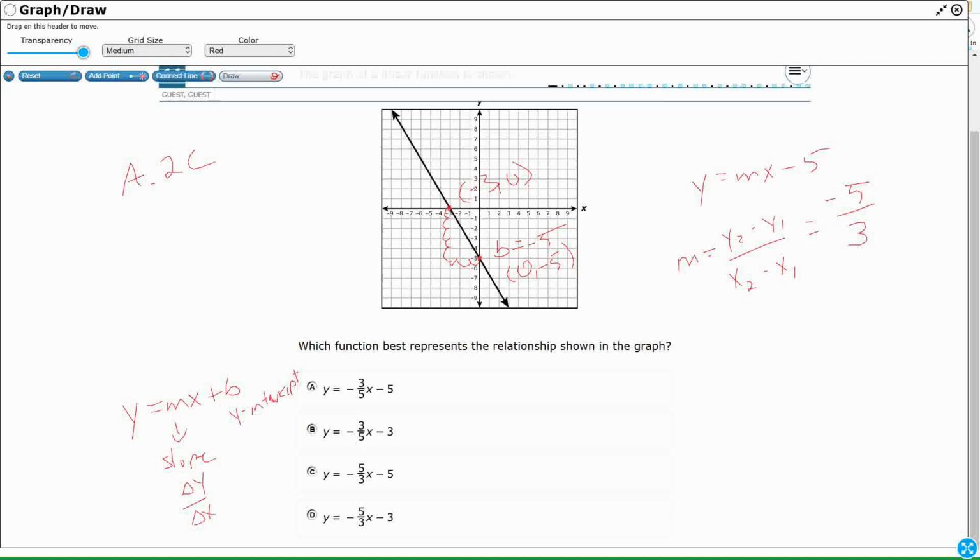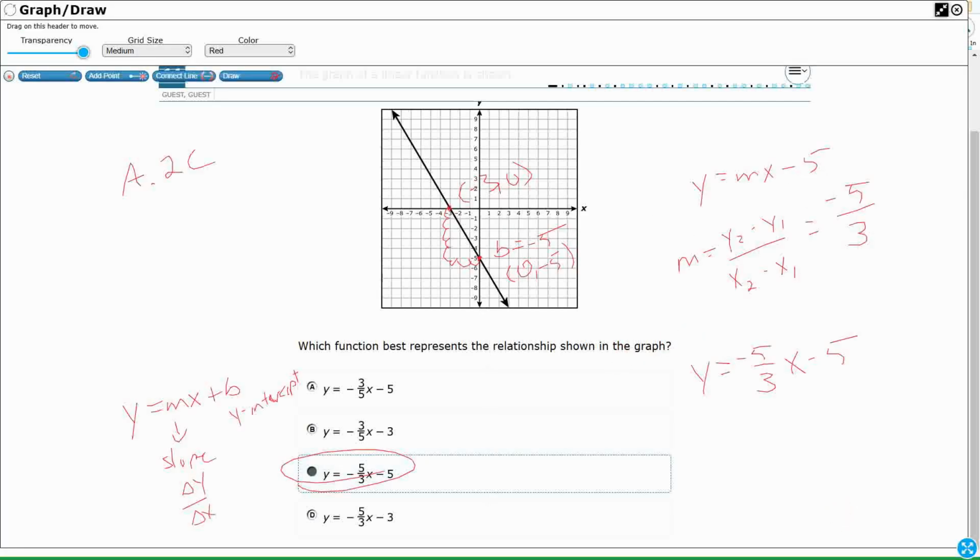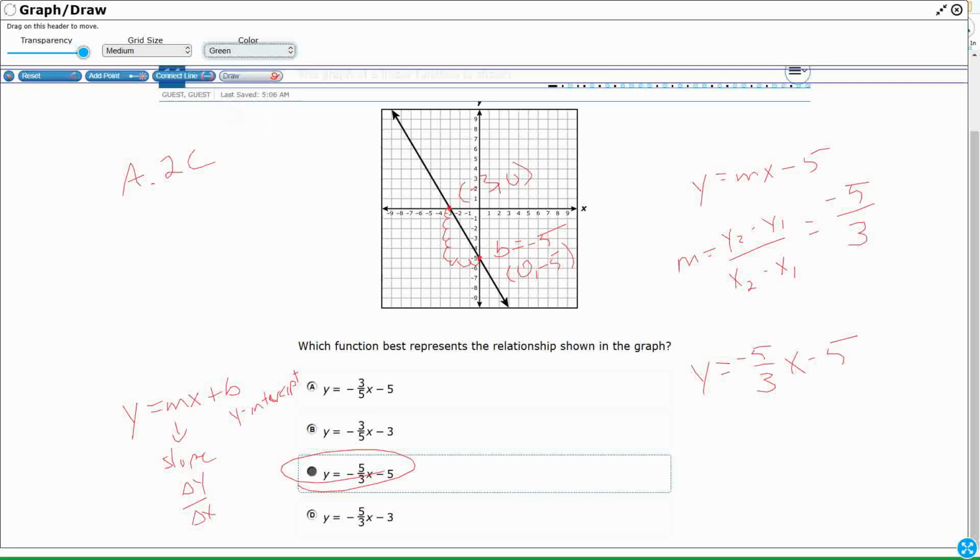So I can plug that in as my y equals -5/3 x minus 5. And we have that answer there at C. And that was not very difficult for our students. We had 72% of our students get that correct. So that is fantastic. We should be very pleased with that.